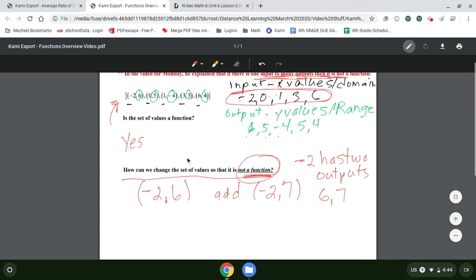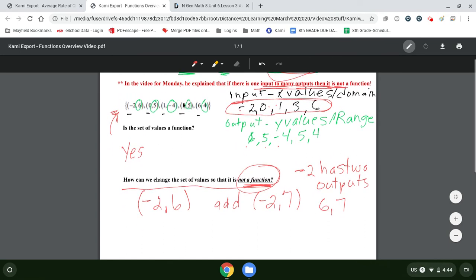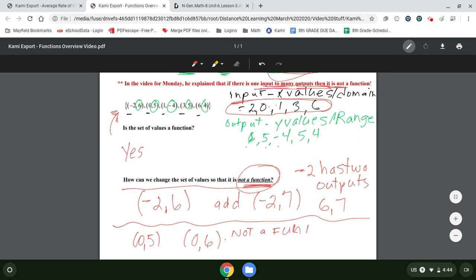Okay? And I can do that with different numbers. I could say, let's look at 0, 5. 0's output is 5. If I want to make this set change so that it's not a function, I would add another output for 0. So 6. Now it's not a function because 0 has two outputs. And it's not a function anymore.